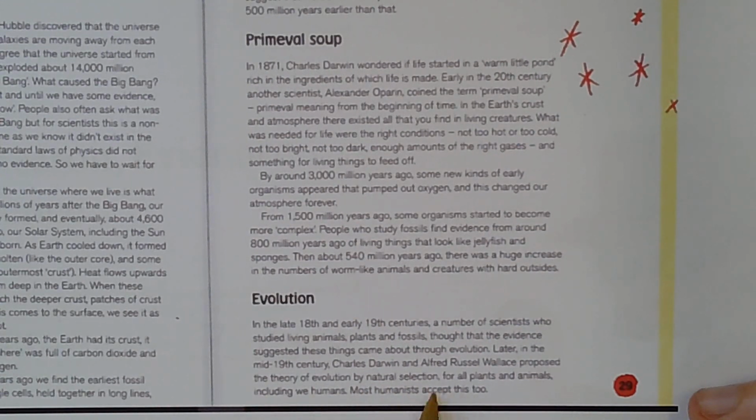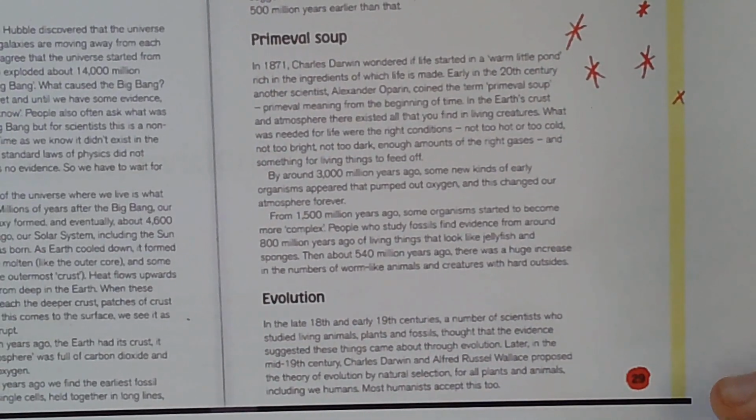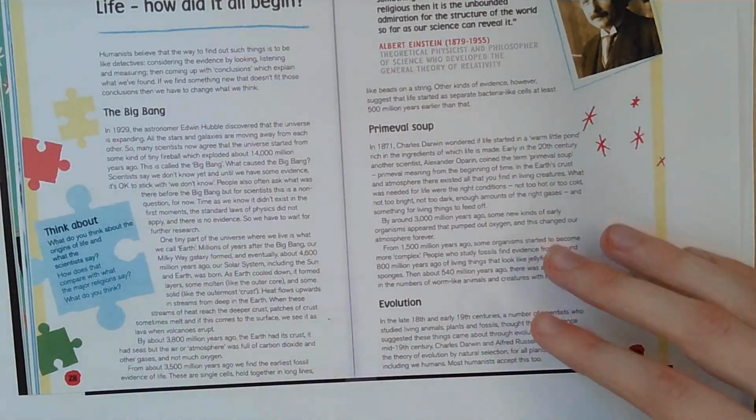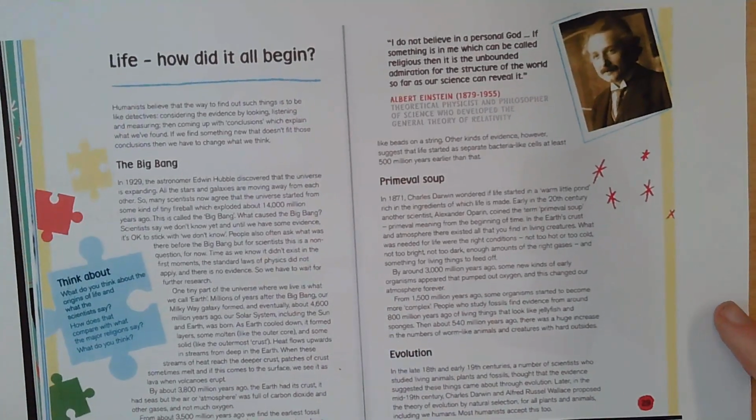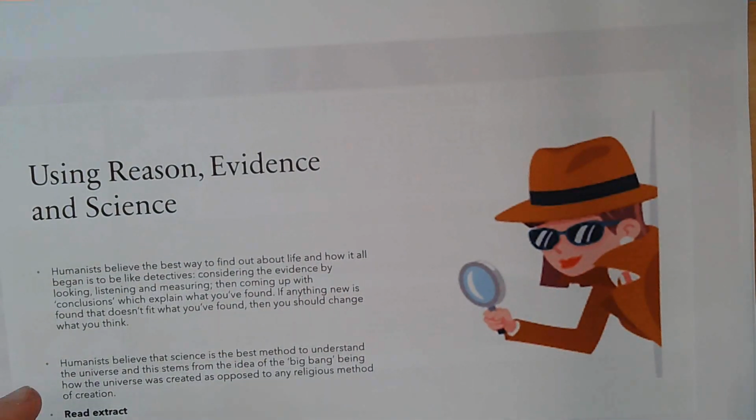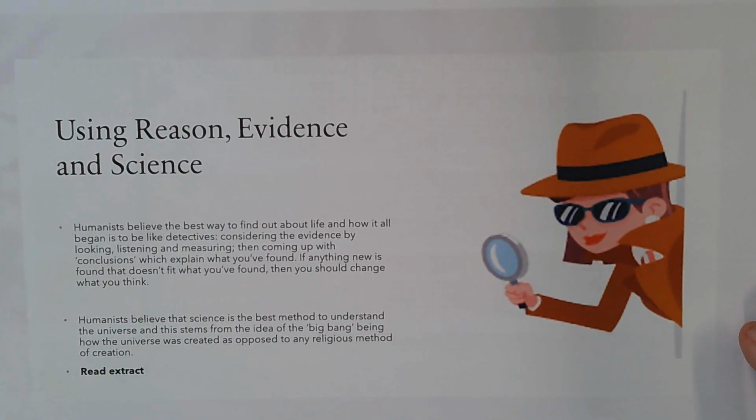Most humanists accept this too. So that means that animals and living things evolved over time through natural selection, so survival of the fittest, the ones that were stronger survived and their offspring were born, leading to those also surviving. So the Big Bang theory and evolution would be two things that humanists would also believe in, purely because it's based on science, more so than religious or supernatural beliefs. So you should now understand the Big Bang based on that reading and also the video that was connected to your home learning.